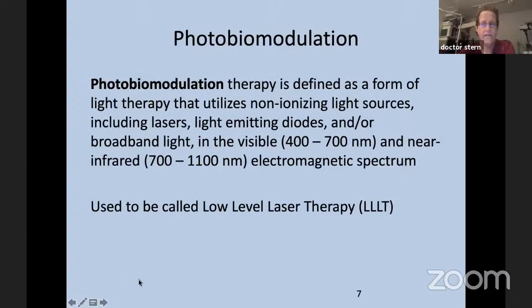And so photobiomodulation, I said, used to be called low-level laser therapy or low-level light therapy. It uses primarily, you can talk about it in the entire visible range, but primarily you will see it being used in the red and near infrared. Although there is some work now being done in the blue end as well. But the major work that's been done has been with red and near infrared.